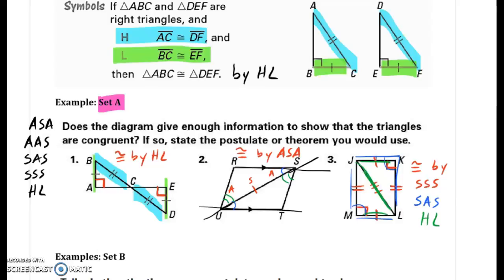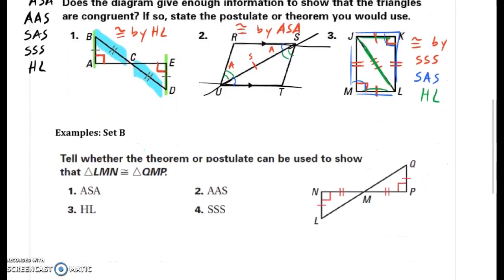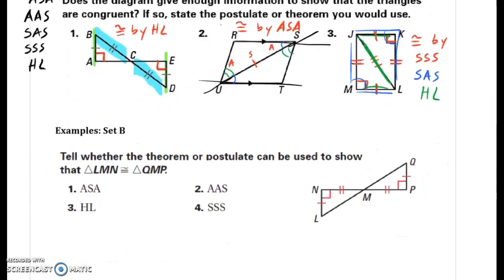I color-coded it to help us understand which rule meant what. So example set B tells you the theorem or postulate to use to show that the two triangles are congruent. Number 1, angle, side, angle. We need to show this in the image to the right.